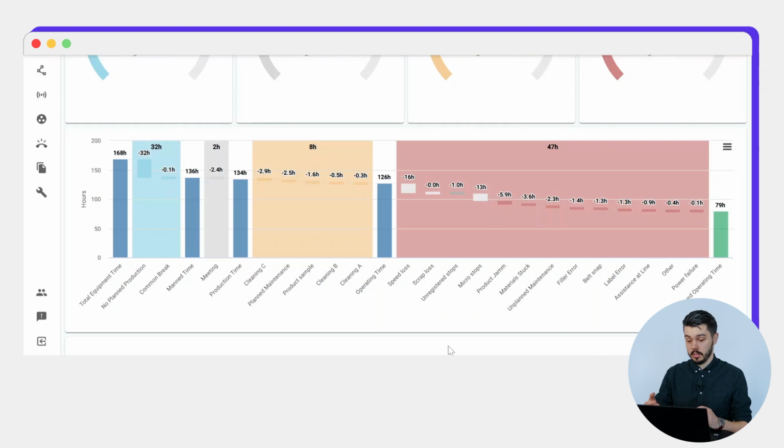Because if we can see here the line is actually running slower, losing us 16 hours worth of production, why was the line running slower? Once again, is it operator related?